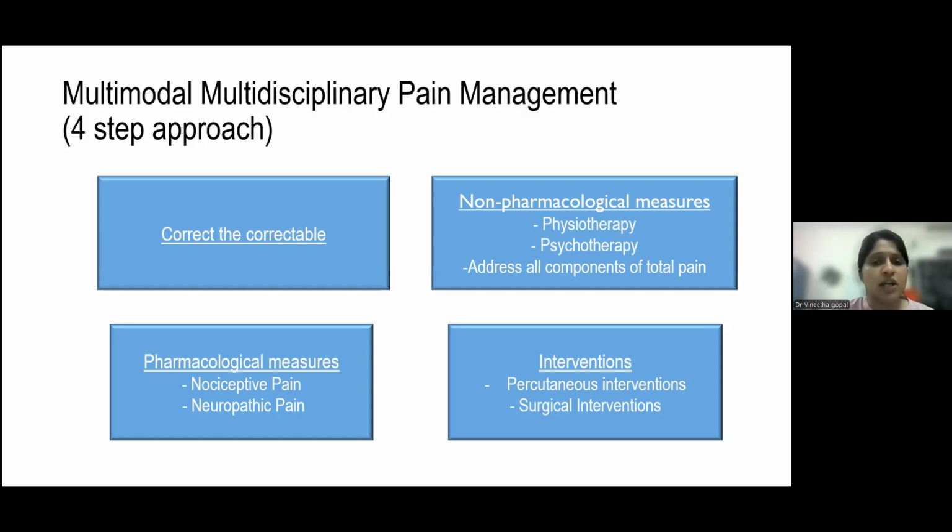When the patient says abdominal pain, you think, oh, he is having pancreatic malignancy, abdominal pain is expected. That should not be our approach. We should give attention to detail and try to find out if there are any correctable factors. And then we have non-pharmacological measures like physiotherapy, psychotherapy to address all the components of total pain. Then we have pharmacological measures, according to whether it is nociceptive pain or neuropathic pain, we will manage. Then we have interventions, either percutaneous interventions or surgical interventions.